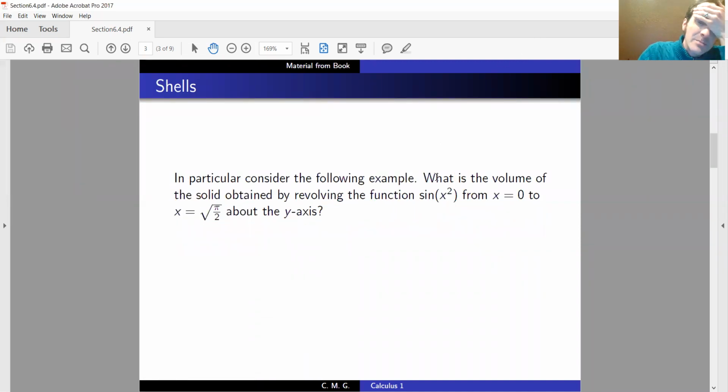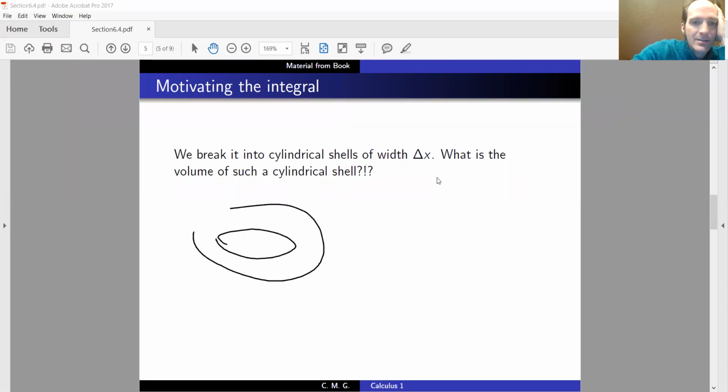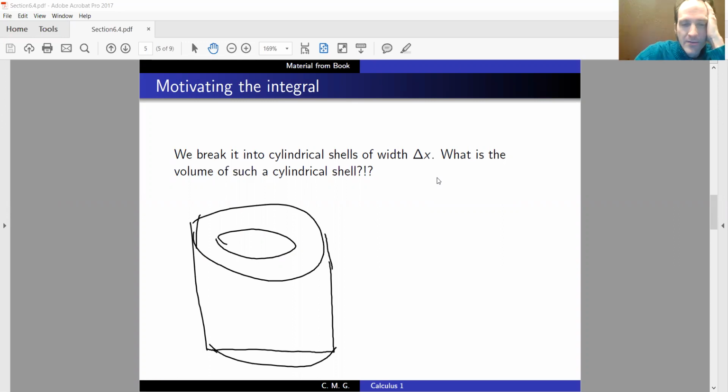But the biggest problem we have to think about is, all right, I've got this nice picture here, but I can't integrate that. So what is the volume of this cylindrical shell? I take my cylindrical shell. It's got an inside cylinder and an outside cylinder. I want to know what the volume of this thing is. Well, that's maybe not an easy question. I guess I could take the volume of the outside cylinder minus the volume of the inside cylinder, and there's a delta x between them.